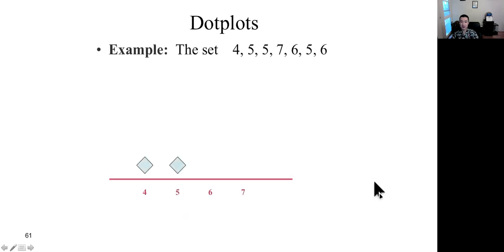And here's another example. All the data points here, we can put in the dot plot. We have 3 5s, 1 4, 1 7, and 2 6s.